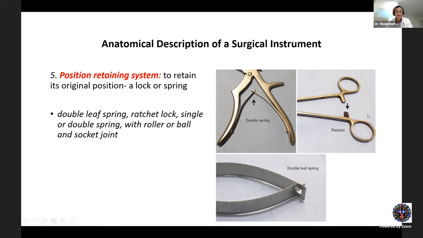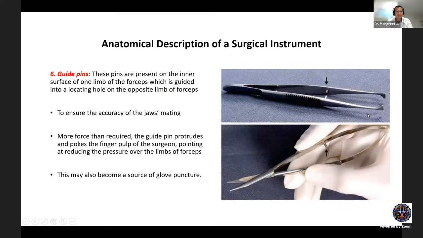So in these categories, if you can describe an instrument, nothing like that. And your examiner will be impressed. I can ensure that. This is the sixth one, which you can mention if it is there on the instrument. This is the guide pins.